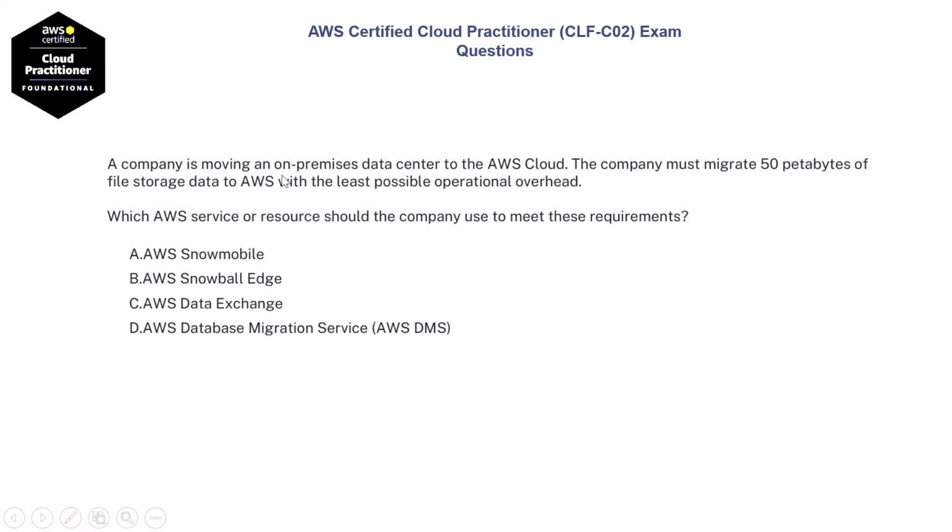A company is moving an on-premises data center to the AWS cloud. The company must migrate 50 petabytes of file storage data to AWS with the least possible operational overhead. Which AWS service or resource should the company use to meet these requirements? Option A, AWS Snowmobile. Option B, AWS Snowball Edge. Option C, AWS Data Exchange. Option D, AWS Database Migration Service. The correct answer is option A, AWS Snowmobile.